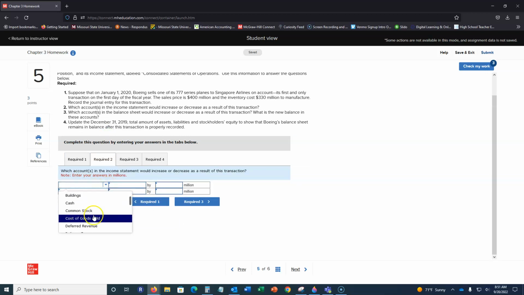So let's go cost of goods sold, going to increase by $330 million. That was our expense that was increasing. And then sales revenue is going to increase by $400 million. It's not typing in, but just know that's $400 million.